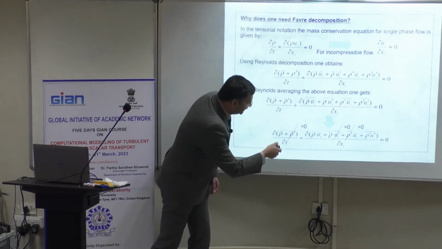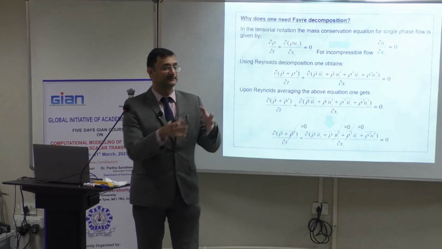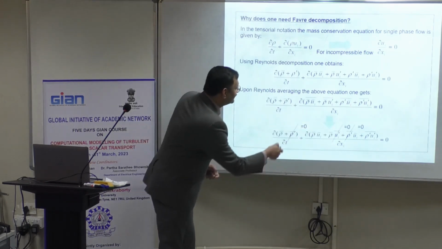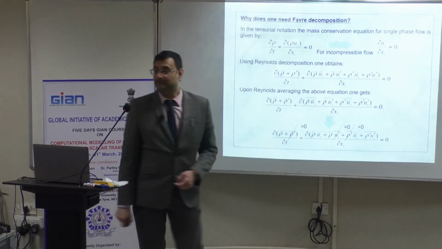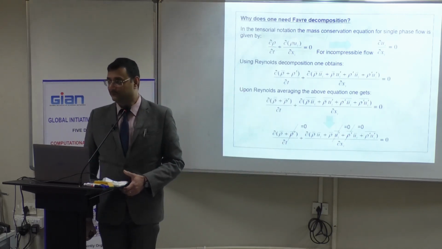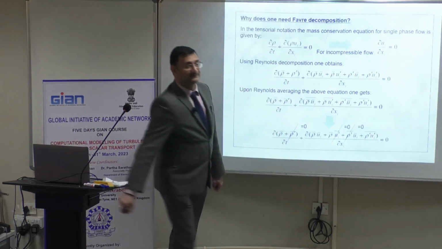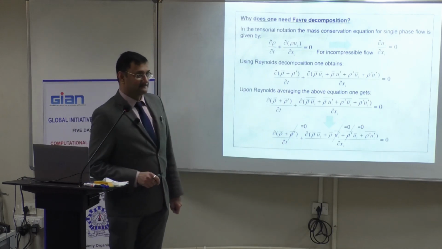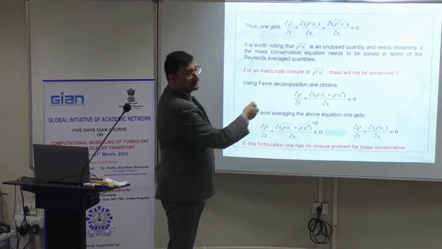Similarly, look at this one. This is already mean, so it acts almost as a constant. So it comes out of the averaging process. Then you are left with rho prime bar. What happens to that? It goes to 0. This one is like that. Okay? The equation now boils down to this.